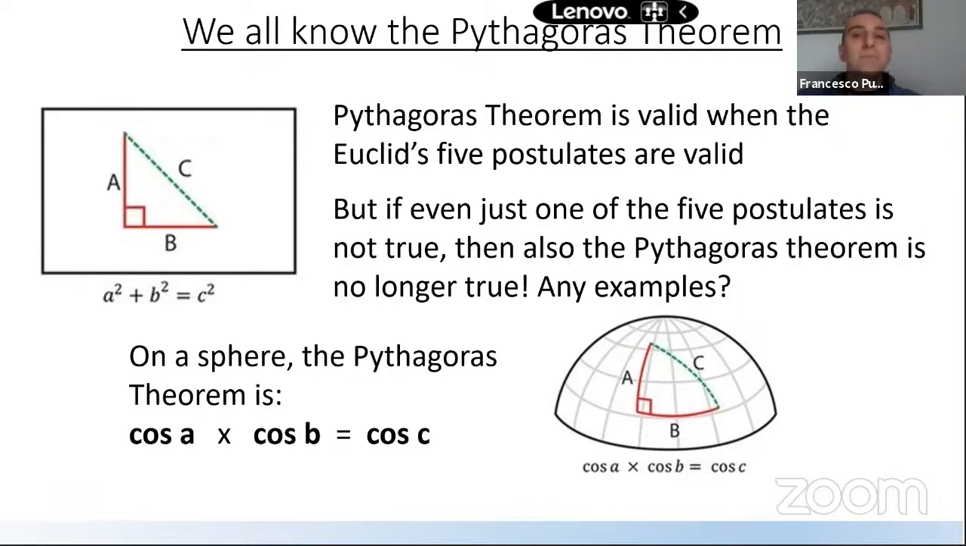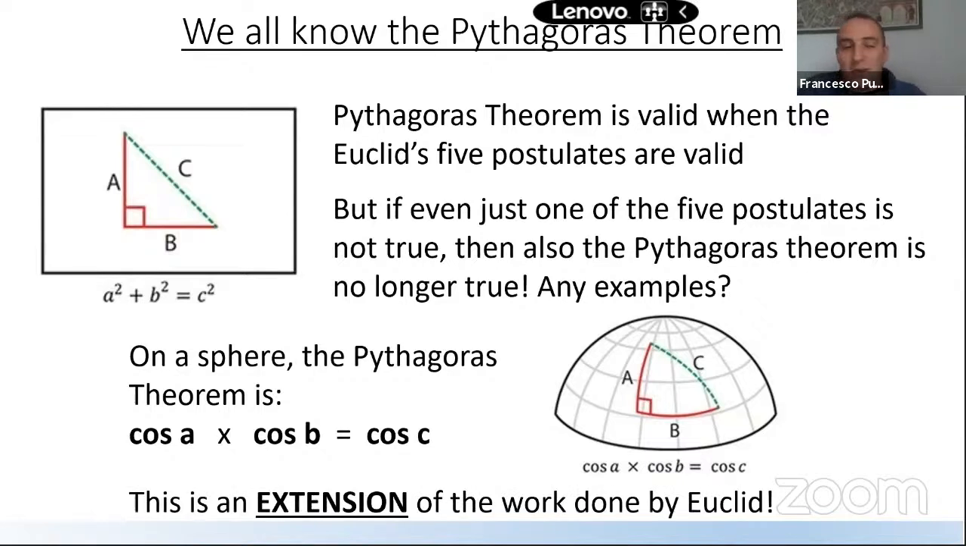So what do we say then about Euclid? I mean, there's no blame on him. Basically, this formula is an extension of the work done by Euclid. Euclid is a good man, but then there are more things to do, okay?